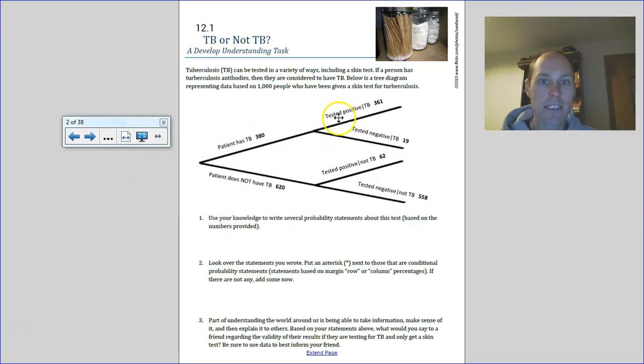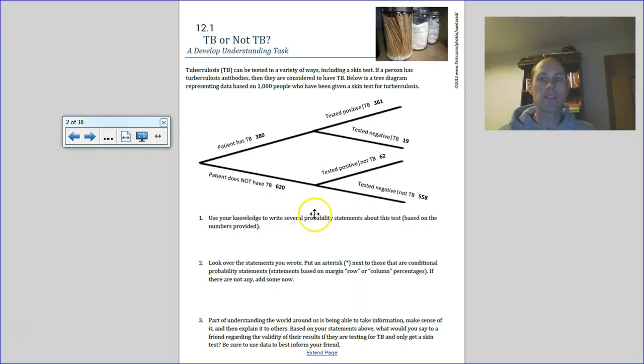Keep in mind this statement: tested positive, and this little line, and then TB. That's a conditional probability. It's saying that they tested positive given that they have TB. So here when we see this branch, patient has TB, it tells how many had it and how many did not. Among those that had it, how many tested positive and how many tested negative. And those who didn't have it, how many tested positive and how many tested negative.